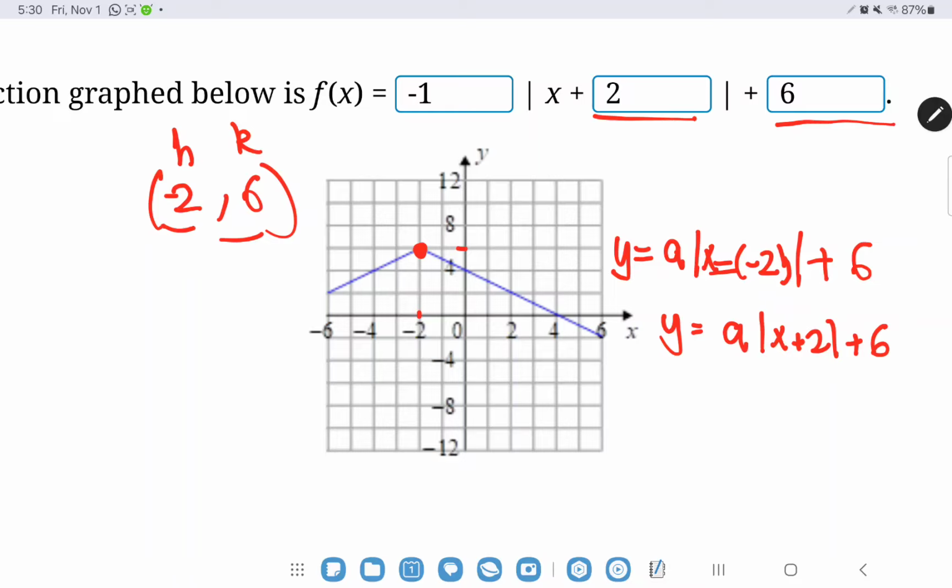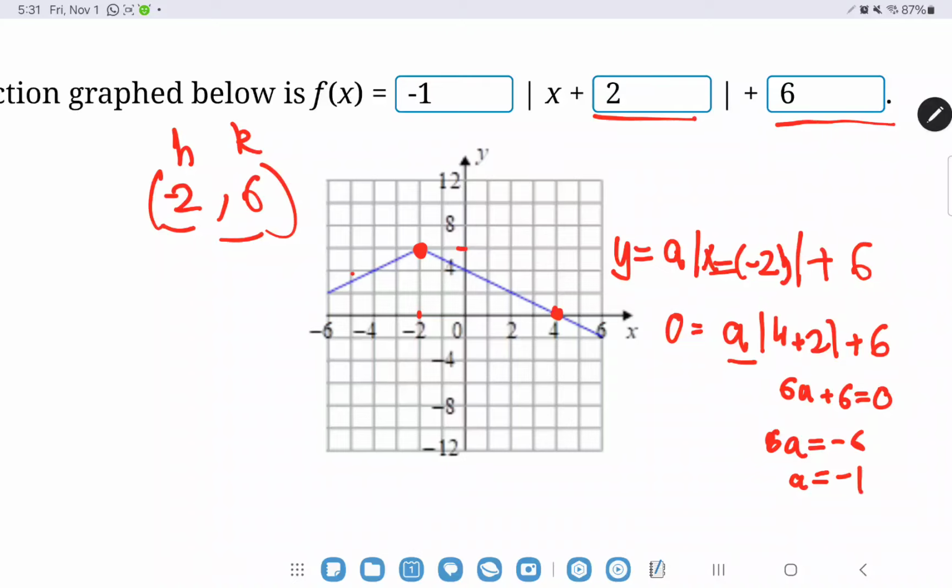Okay? Now to find a, you get any easy point on your graph. For example, 4, 0. Usually anything with a 0 in it is an easy point. So you get 4, 0 and you substitute it in your equation. We change this x to a 4 and this y to a 0. And now we solve for it. So 4 plus 2 is 6. 6a plus 6 equals 0, 6a equals -6. A equals -1.